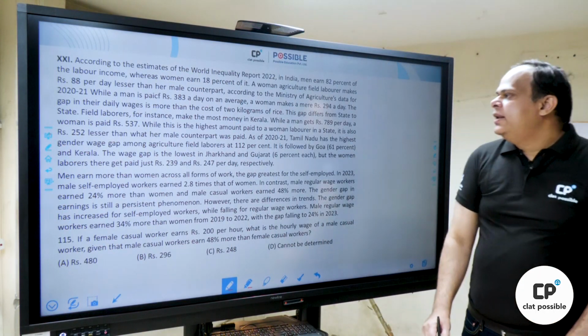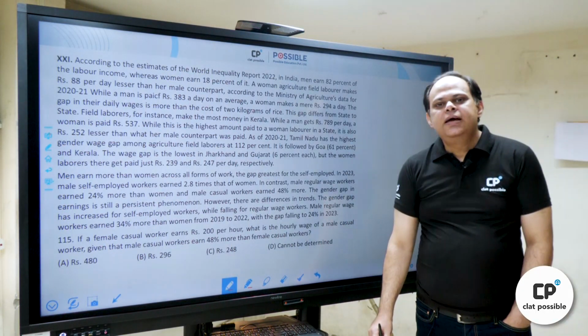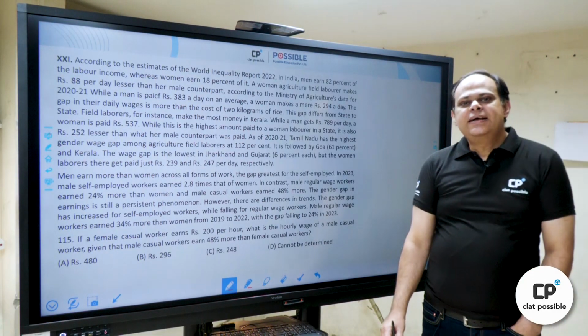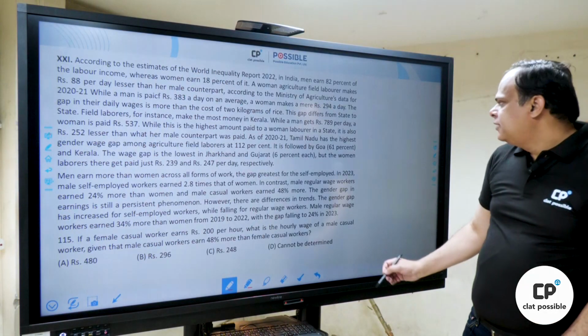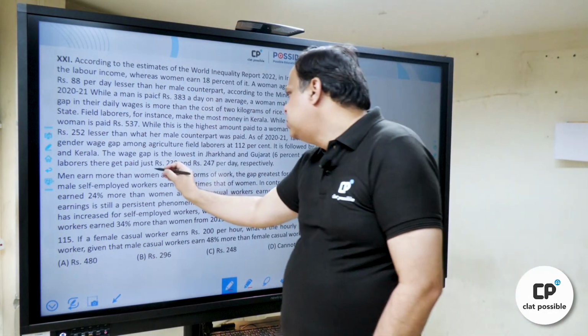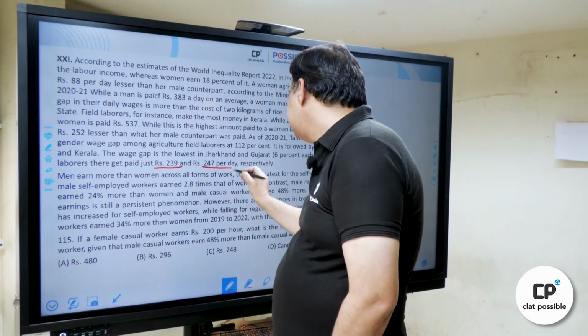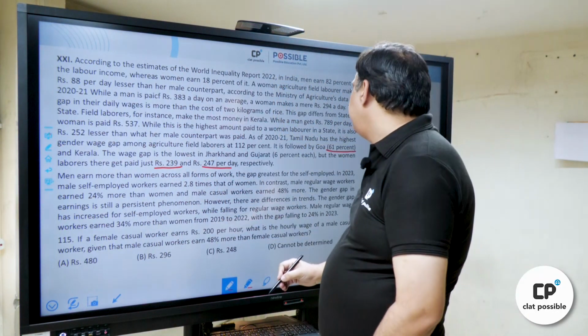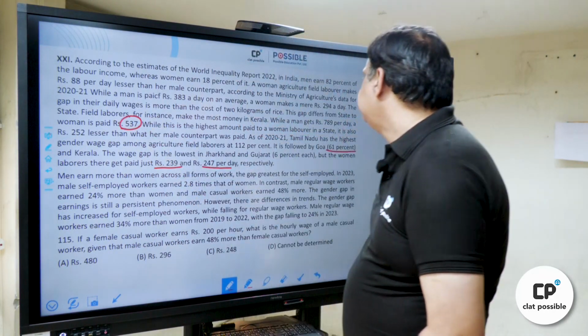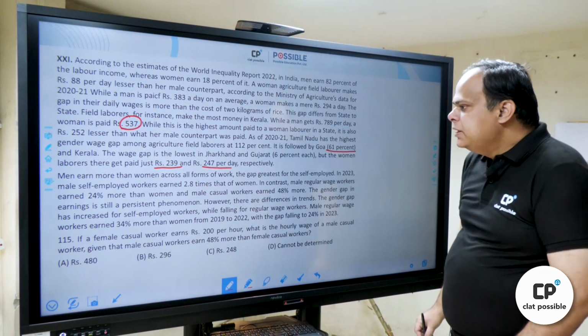It's a little lengthy case, a lot of data is there. So we will mark some key data items that we will be using in this set. One is 61%, 239, 247 and 537 for Kerala. These are the key data that we will be using.